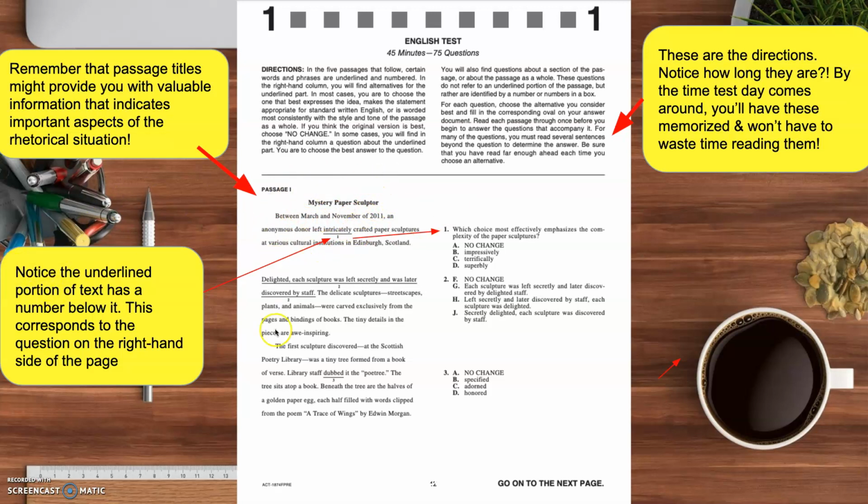And now that we've actually got the full page in front of us, we can see here how we have underlined portions of text with a number below it on the left-hand side. Your passages will always be on the left-hand side. And those will correspond to a question number that's on the right-hand side of the page.